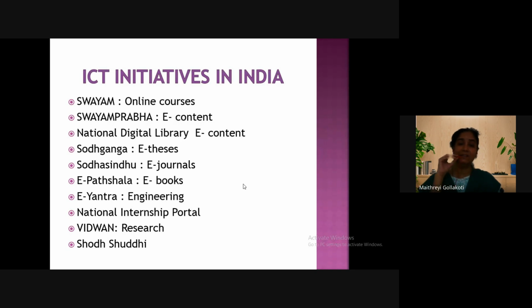Next is e-Yantra. E-Yantra is for engineering subjects. Next is National Internship Portal. Now we can make our students register in this portal and they can get internships. They can do short-term internships. They will be given certificates also, which are very valuable.